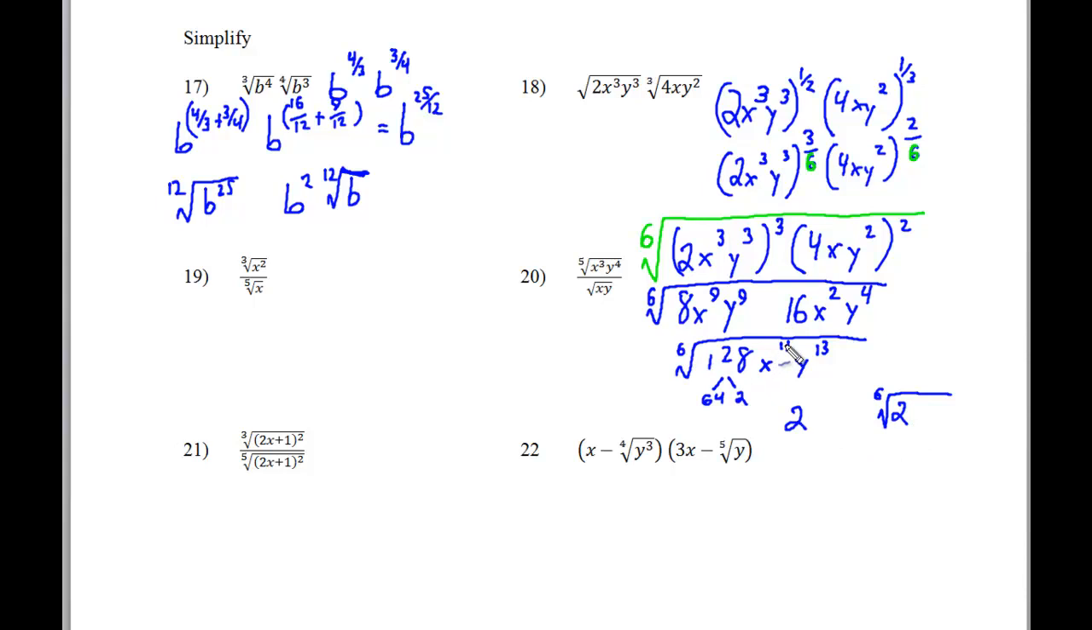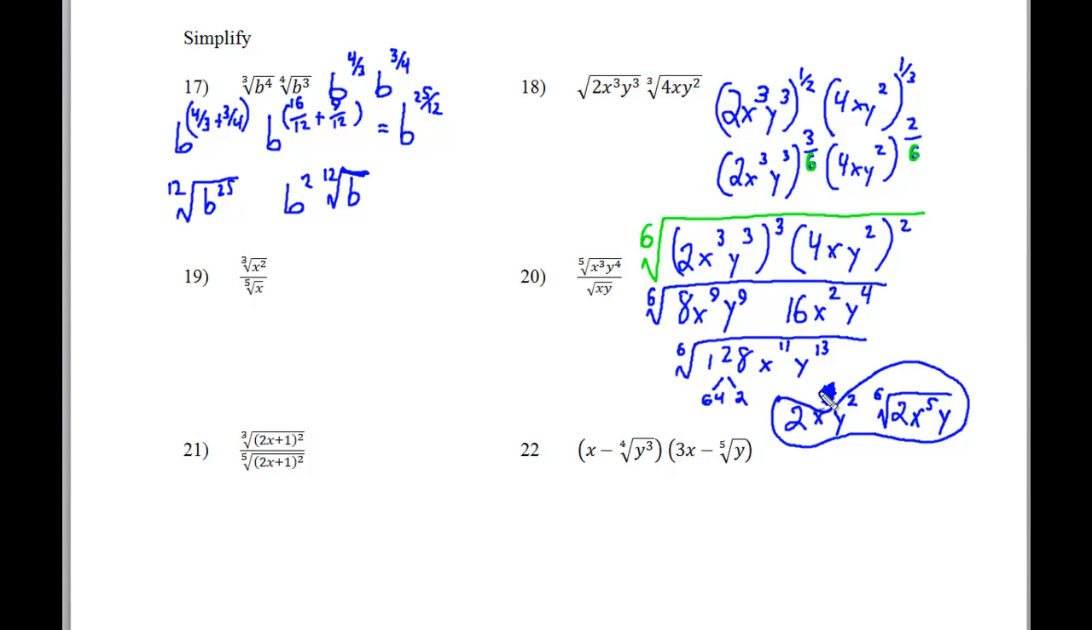6 goes into 11 twice, so this leaves me x squared, or no, sorry, once. Ha! Sorry about that. I thought that was a 13 for a moment. 6 goes into 11 once, so that's 2x with 5 x's left over. Again, one more time, 6 goes into 11 once with 5 left over. And 6 goes into y twice, y squared, with 1 left over. Y. So my answer becomes this.